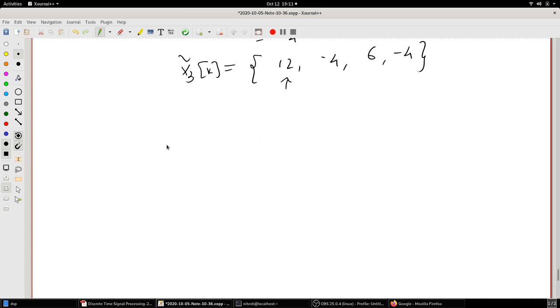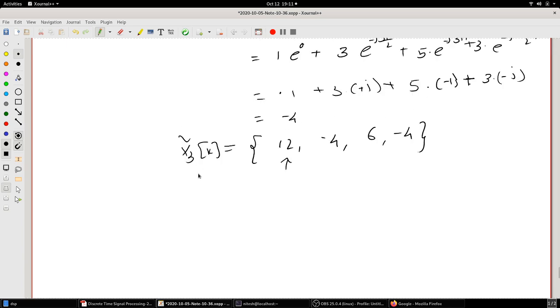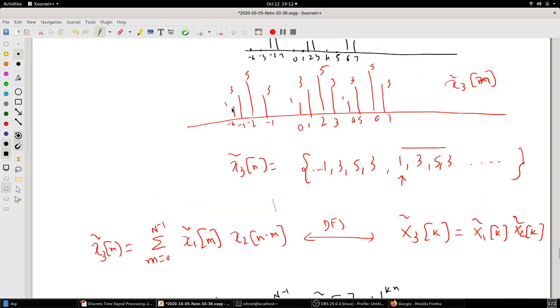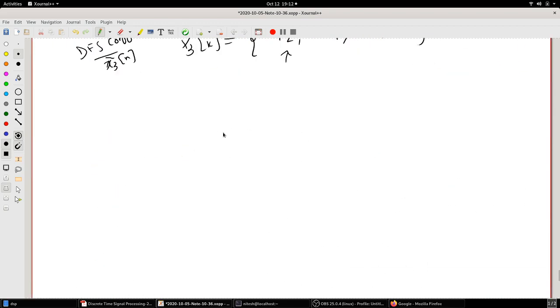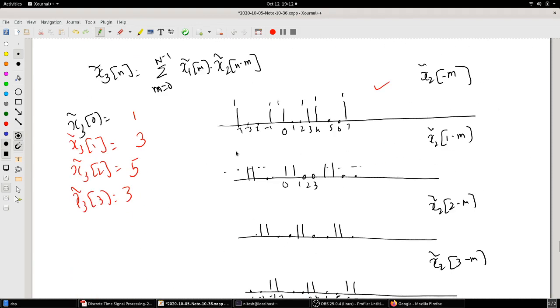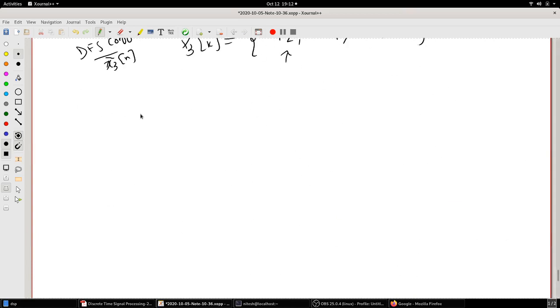So let's just say that now let's do the reverse way. This is your DFS coefficients of x3 tilde of n, right. Now let me just find out the DFS coefficients of x1 tilde of k and x2 tilde of k. Okay, so I know that my x1 tilde of n is 0, 3, 2, 1, right. This is a periodic function which repeats.